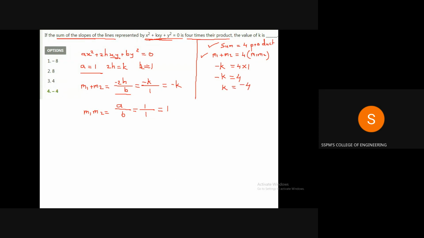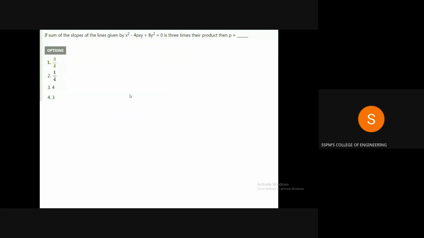So this will be the correct option. Remember these two formulas: the sum of slopes is minus 2h upon b, and the product of slopes is a divided by b. So now, next question. Again a similar question. All these were previously asked in your CET exams.